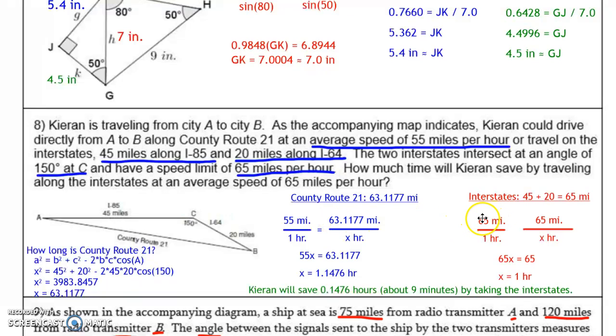And if we traveled at 65 miles an hour, how long would it take us to travel 65 miles? 1 hour. So the difference between these two times is 0.1476. If you multiply this by 60, you get about 9 minutes. I think it's 8.8 minutes.